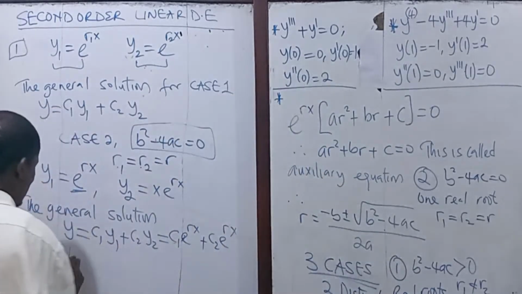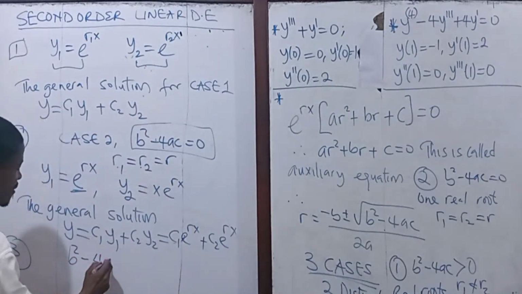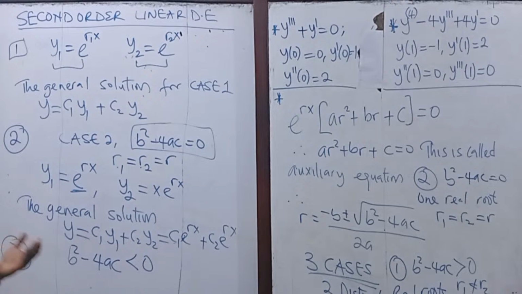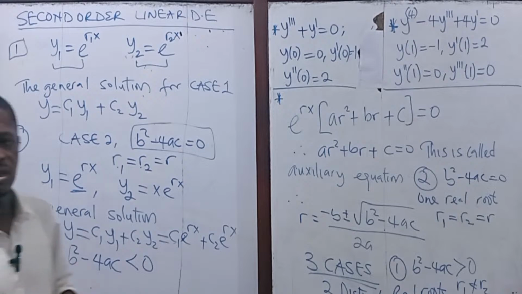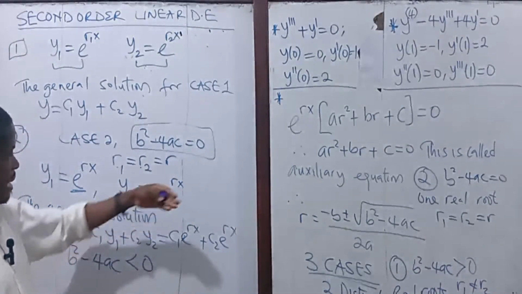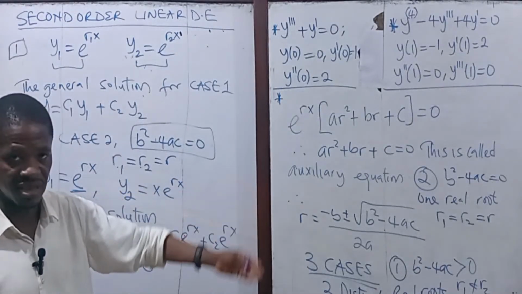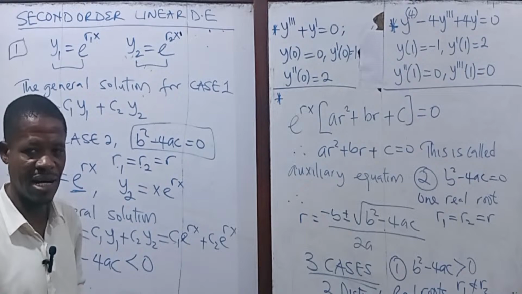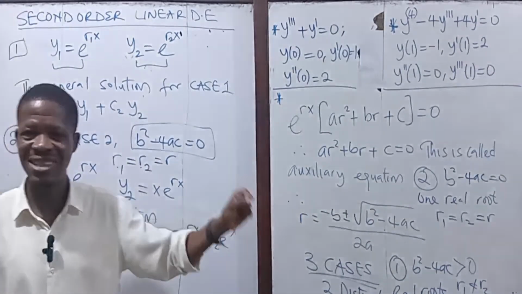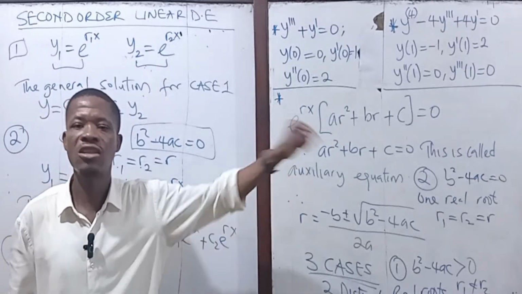When your discriminant, b squared minus 4ac, is negative, in such a case, the roots of the auxiliary equation will be complex. It's going to give you two distinct complex roots.